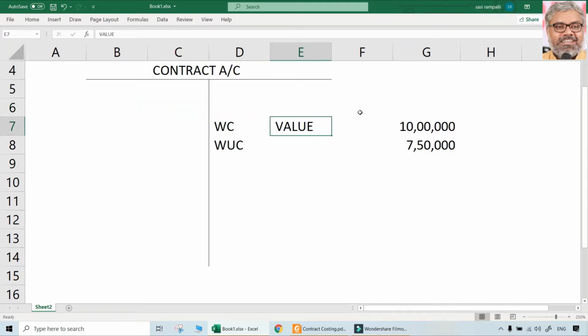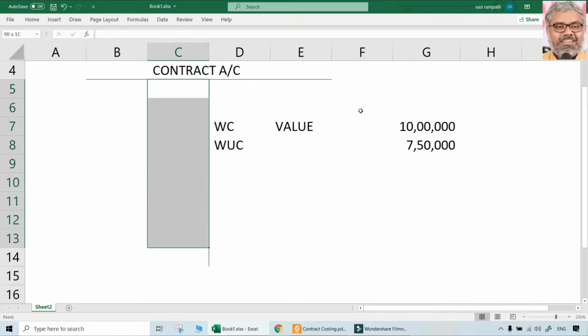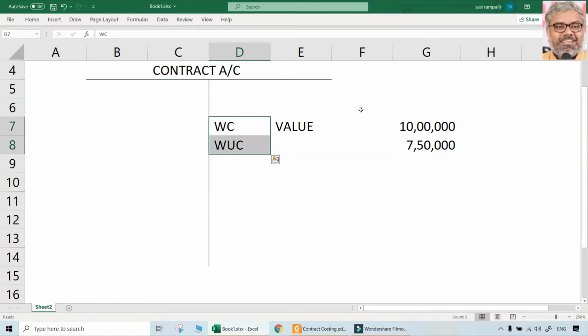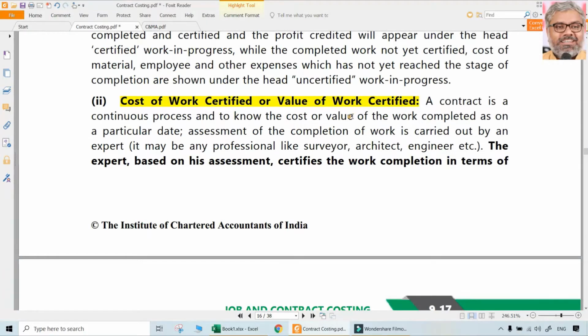So when it comes to work certified on the credit side, what should be there? Value. But on the debit side, so many costs which I have already incurred and debited, that is representing cost. But what is that representing? Not just the cost of the work certified. It is representing the cost of work certified and uncertified also, because we have done all that work, though it is not certified. So when we say the cost of work certified, that is different. When we say the value of work certified, that is different. That difference is a crucial thing.